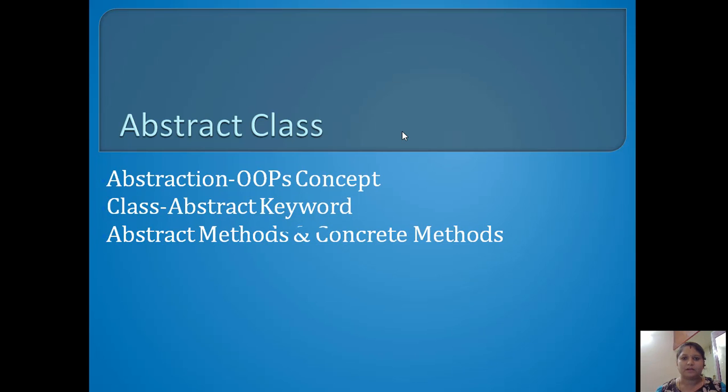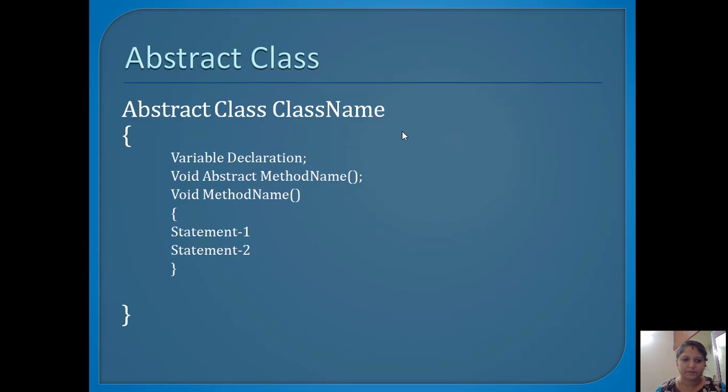To define a class as abstract, you have to put the keyword abstract in front of the class declaration. In an abstract class, we can have abstract methods, concrete methods, and variable declarations. You can as well have constructors inside your abstract class. We'll see all of these topics with an example.